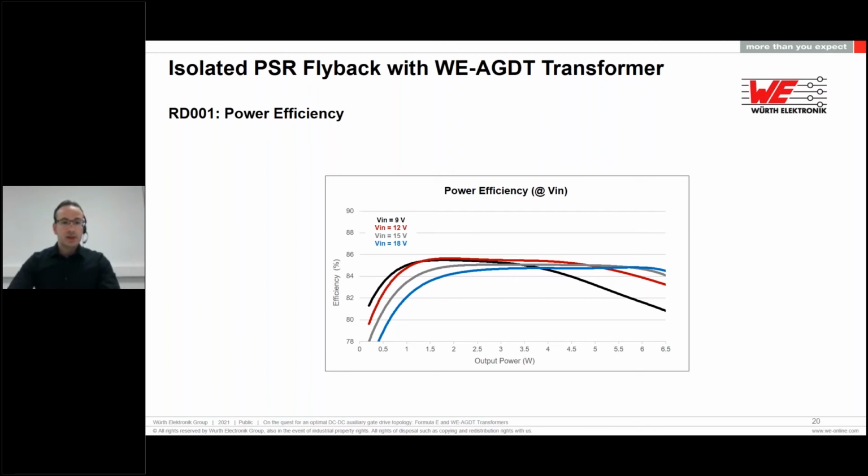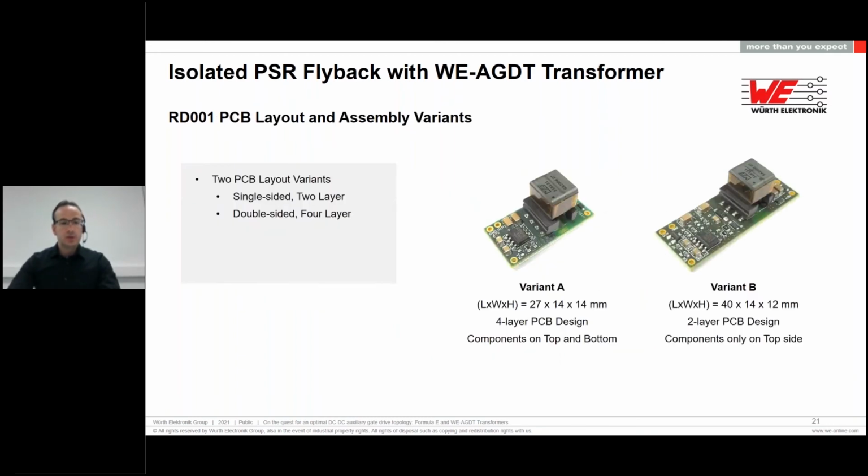The reference design is also available for you to use in your application. It is provided in 2 PCB layout variants. Variant A, which is a 4-layer PCB design with components on top and bottom sides. And variant B is a 2-layer PCB design with components only on top side. In addition, 2 assembly variants are provided, one with AEC-Q qualified components and another assembly variant with standard commercial grade components.